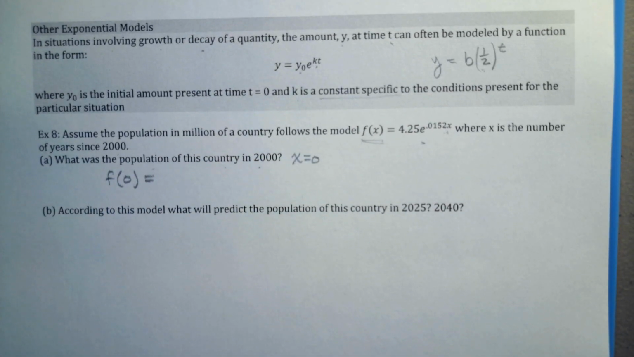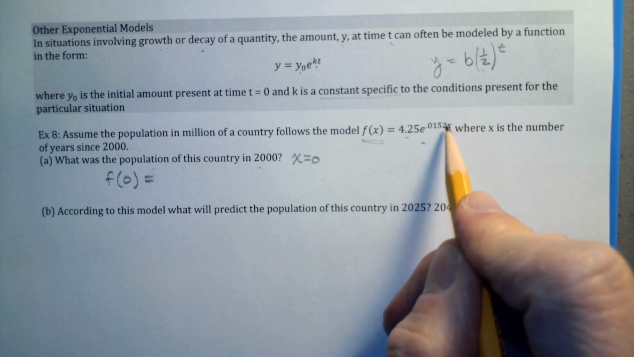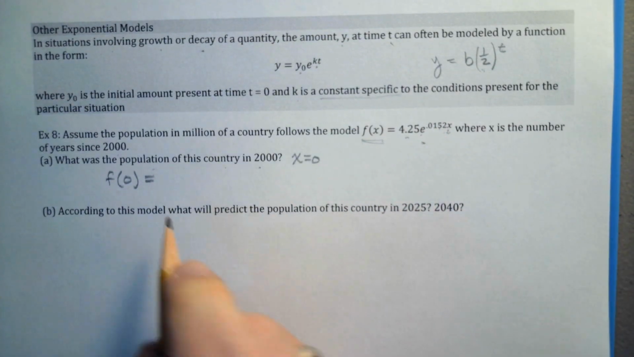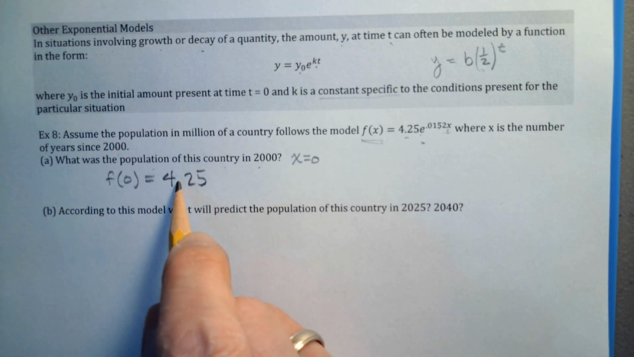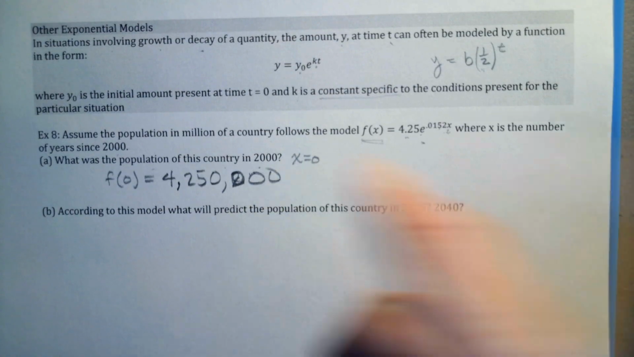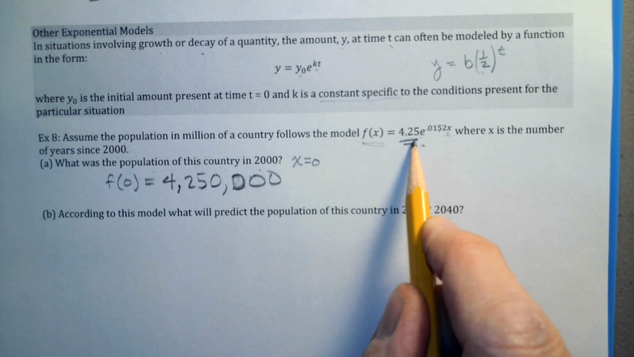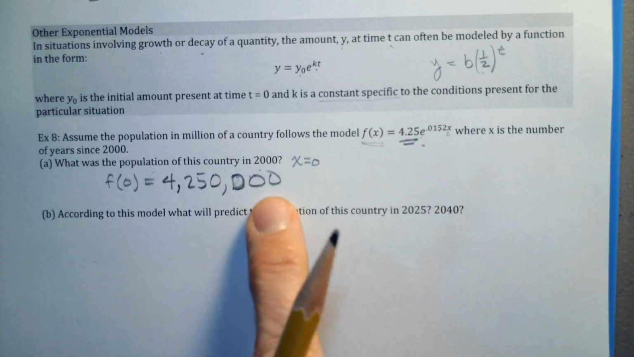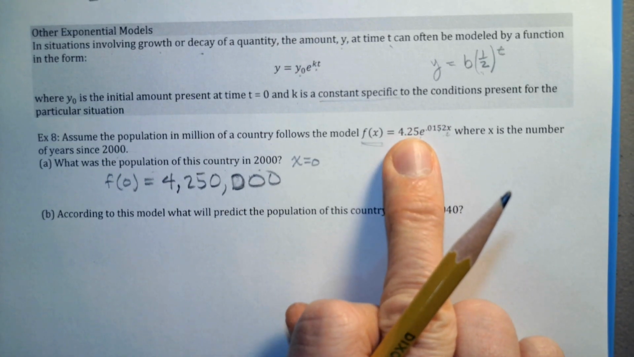So pause this video and calculate that. So if I put the 0 in here, this is all e raised to the 0 power. So that part is just going to be 1. So it's 4.25. But remember, that's in millions, so it's 4,250,000. Right? So that is at year 2000. That's the starting point when time is 0. And if we understood this formula, we wouldn't have really had to even do this. We would have just known, oh, this is the initial amount, right?